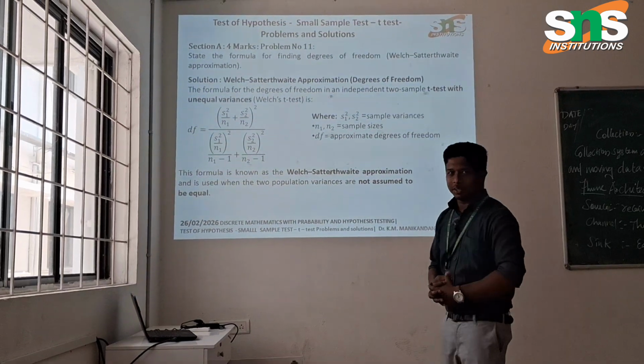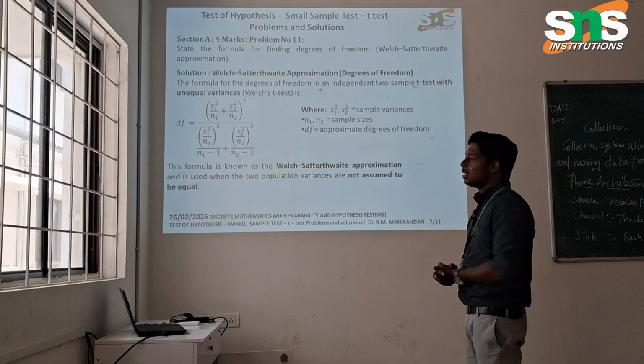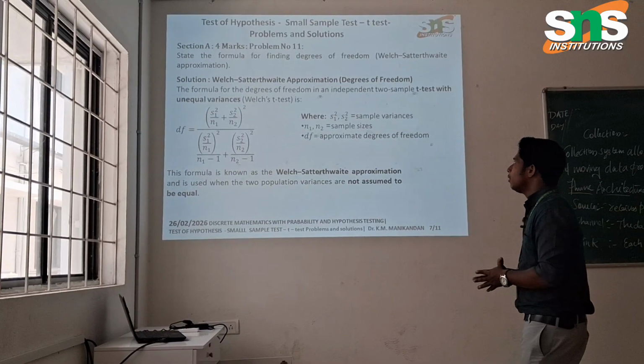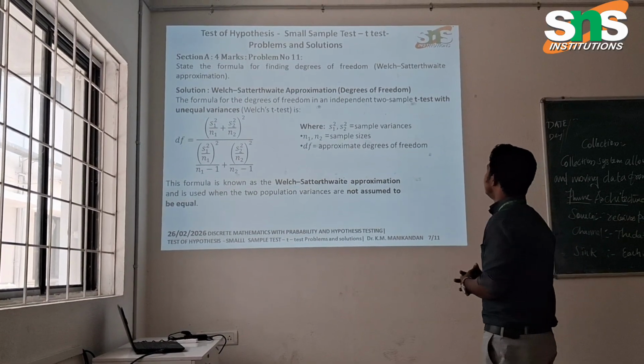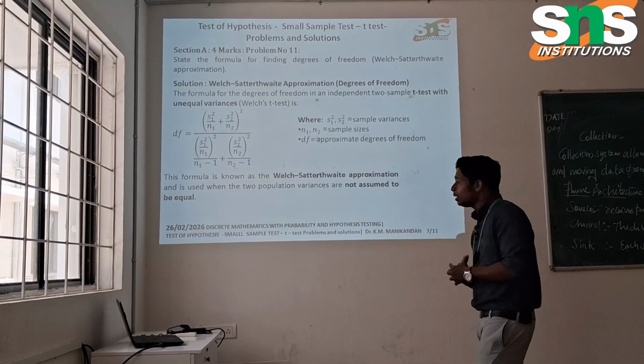Greetings. Today we see the problem, question number 11. State the formula for finding degrees of freedom. It is the Welch-Satterthwaite approximation method.